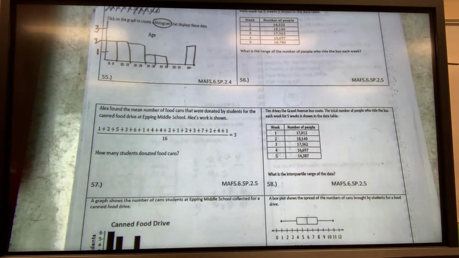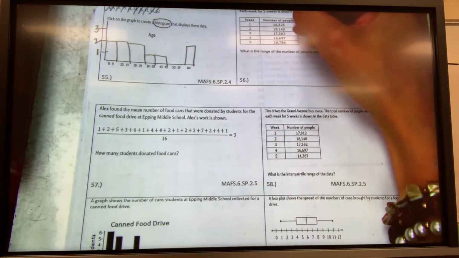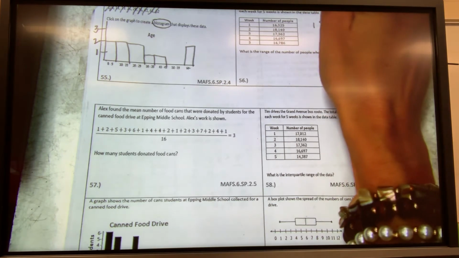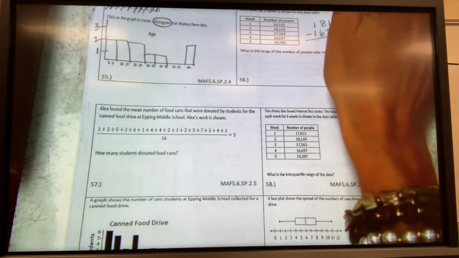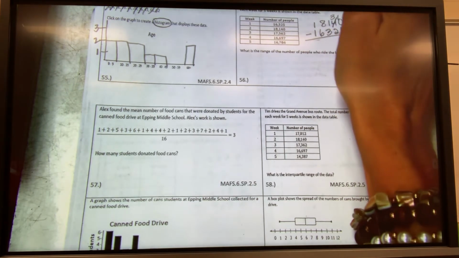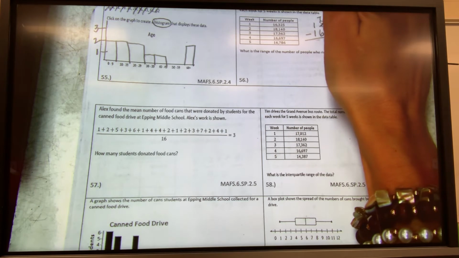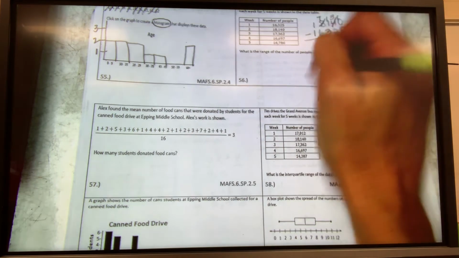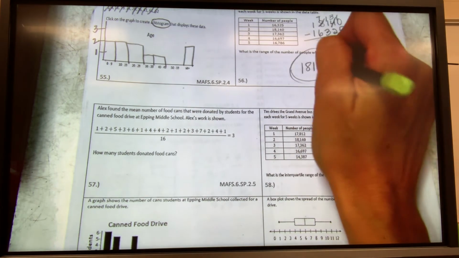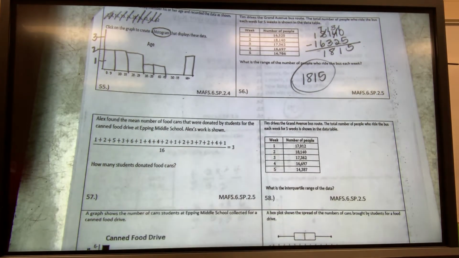Okay. 56. What is the range of the people who rode it? So we got to pick our smallest and our largest. Our largest number is 18,140, and our smallest number is 16,325. And we subtract those. Borrow. It's going to make this a 7, 1, 8, 1. So 1,815 would be my range. Remember, range: smallest and largest, and subtract.